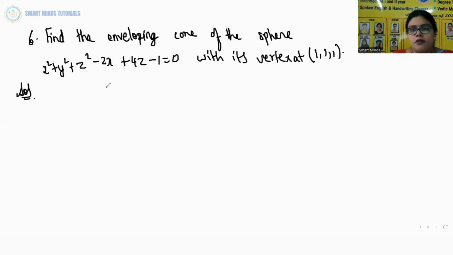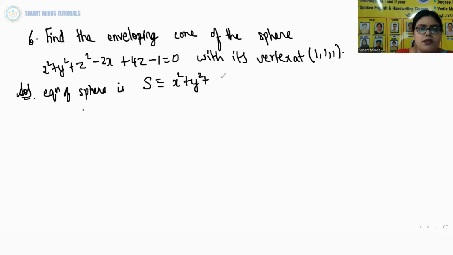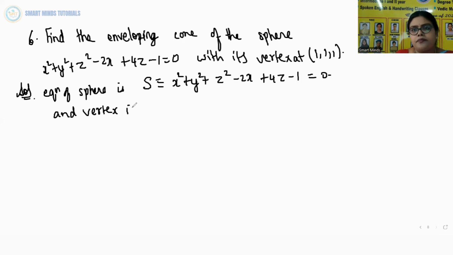Now see, this is another question from enveloping cone. One sphere equation is given to us, one vertex is given to us. So first, let us write the equation of the sphere. The equation of the sphere is S = x² + y² + z² − 2x + 4z − 1 = 0. And the vertex is (1, 1, 1). Now we will find S1.